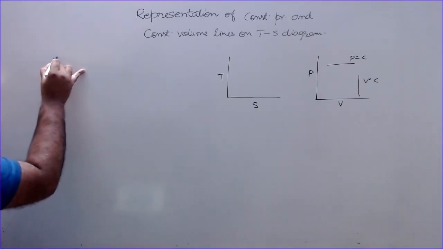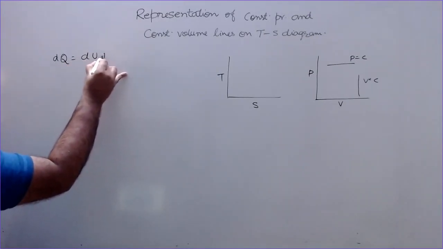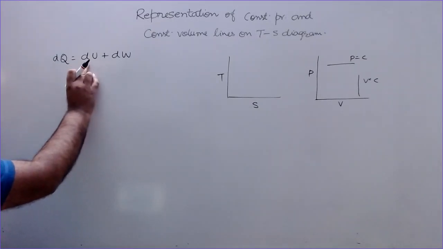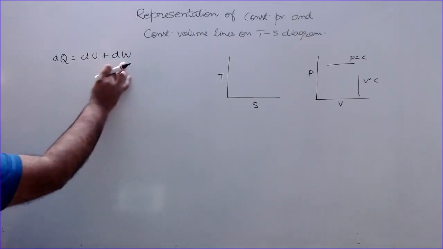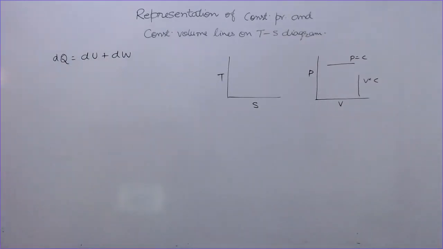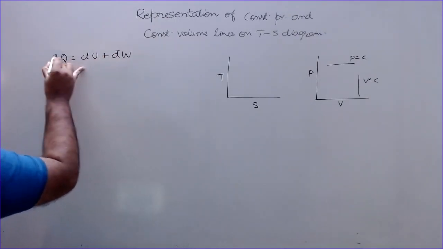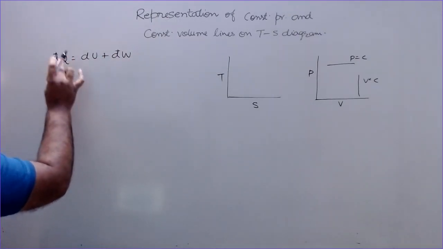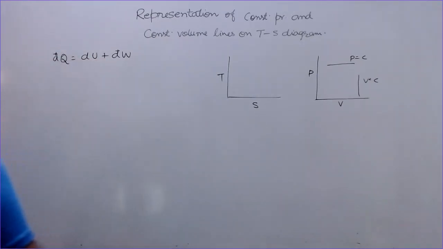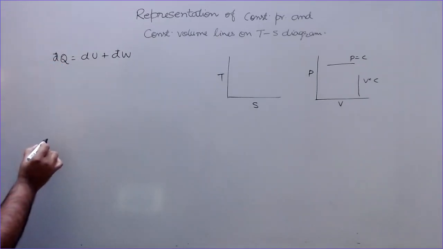As you know, the first law of thermodynamics is dq equal to du plus dw. Du is a property of the system, so it is an exact differential. These are not exact differentials. That's why you find this written as delta u in most cases, or written with the d crossed. It means that these are inexact differentials, and this is an exact differential.